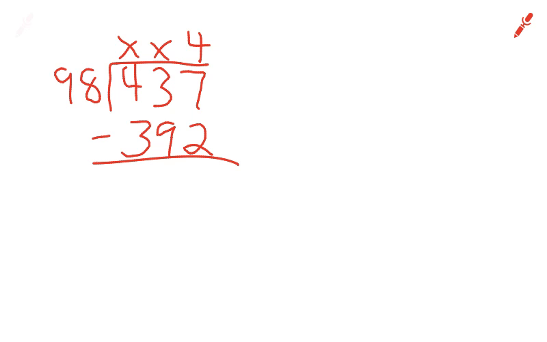Subtract. 7 minus 2 is 5. 3 minus 9 we can't do, so we have to borrow from the 4, where we leave 3 there now, and we borrowed 1, so that 1 becomes our 13. 13 minus 9 and we get 4. We now have 45. That would be our remainder, 4 remainder 45.